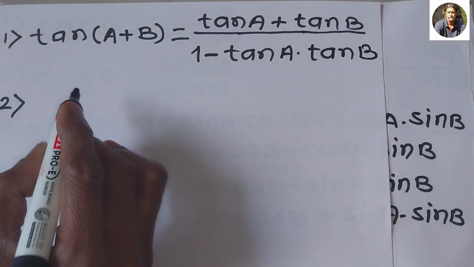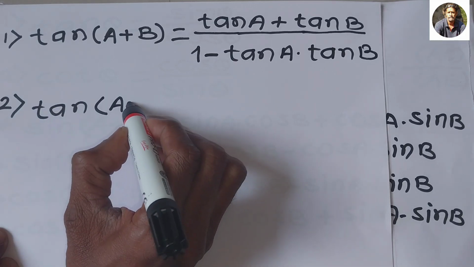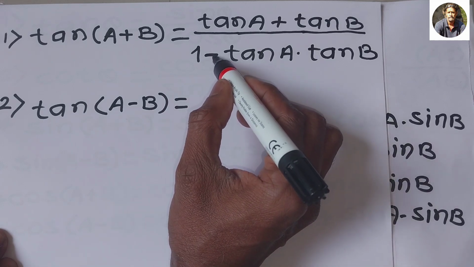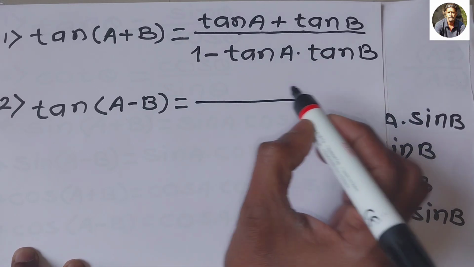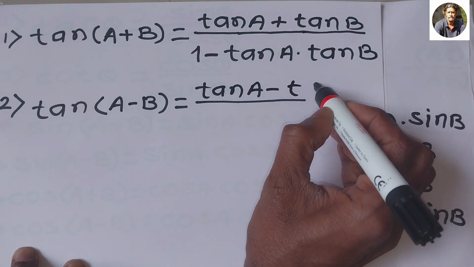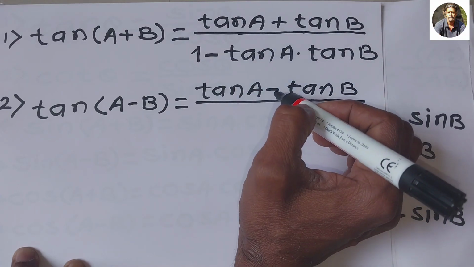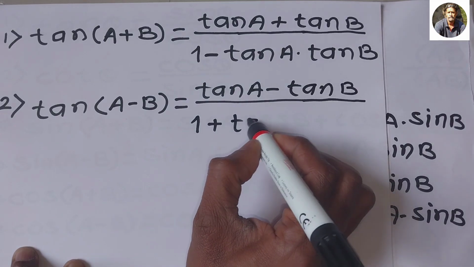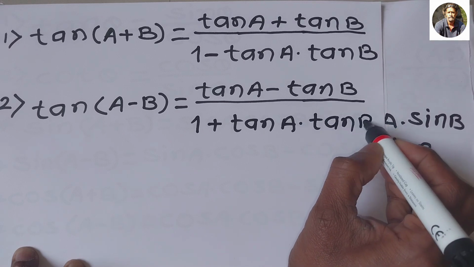In the same way we obtain the formula for tan(A minus B). When it is A minus B, we put only a plus sign and a minus sign, completely reversed. Look here, tan A minus tan B, upon 1 plus tan A into tan B.